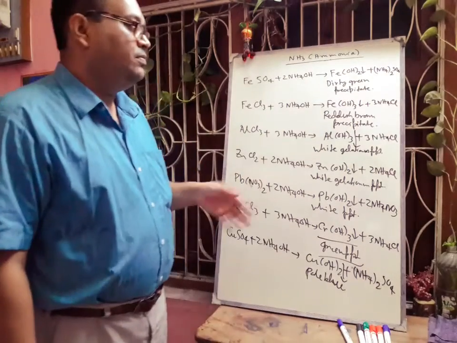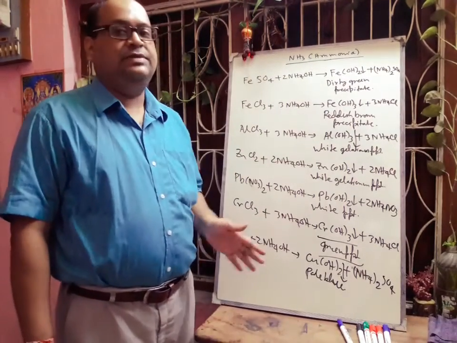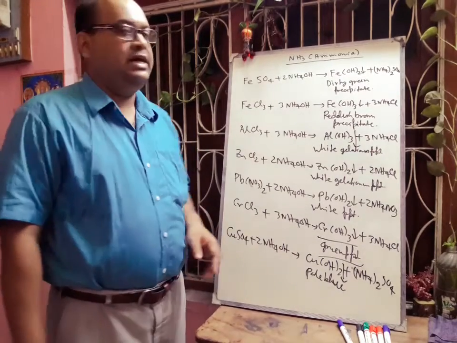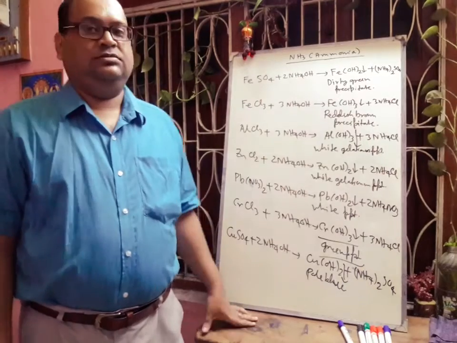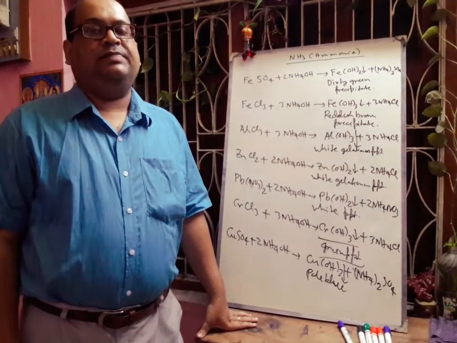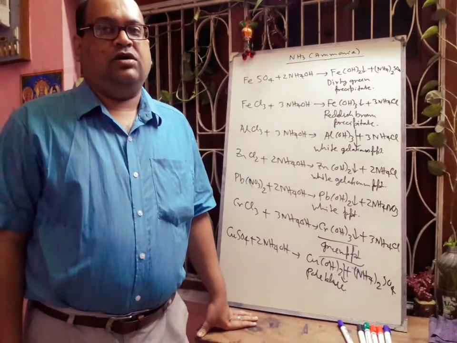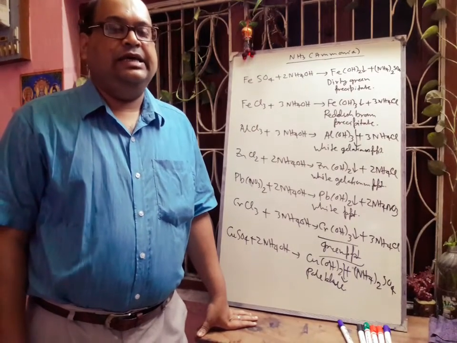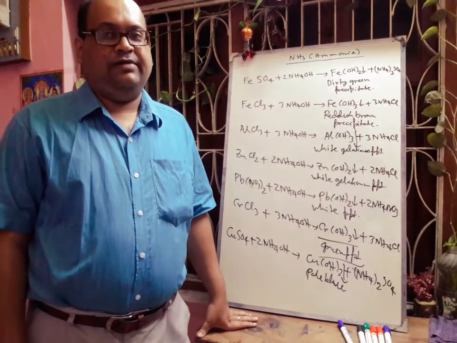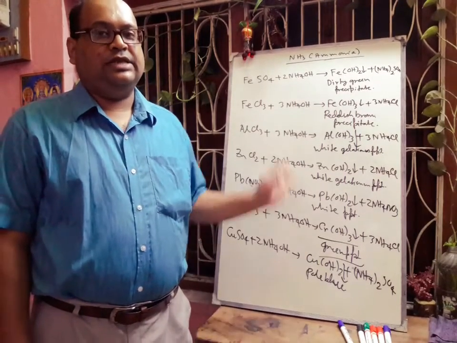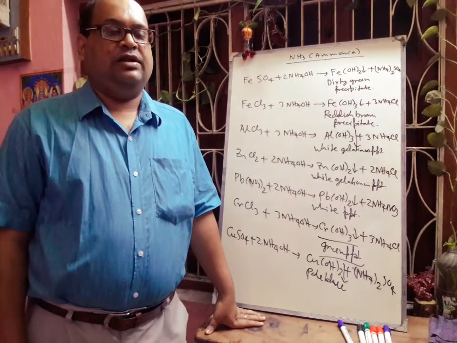So by identifying this precipitation, we can also identify the cation. These are the characteristic colors, and the properties of the precipitate obtained by the action of ammonium hydroxide on metallic salts help to identify the metallic radical. This is not the confirmed test, but we can identify. Hence this ammonium hydroxide is an important laboratory reagent used to identify the basic radical in qualitative analysis.